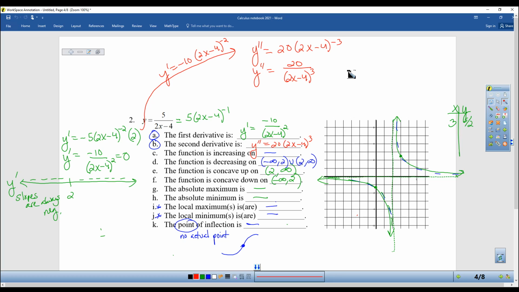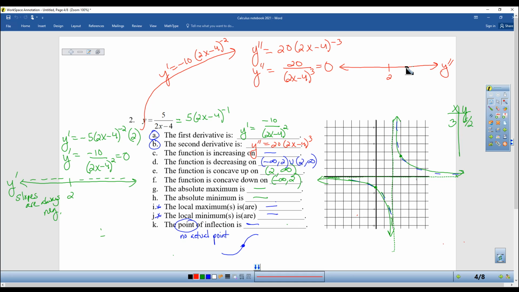So where can points of inflection occur? Points of inflection can occur where the second derivative is equal to 0, which it's not ever going to be equal to 0, because only the numerator can make something equal to 0. Or where the denominator would be equal to 0, which means it does not exist. So again, a 2, just like before, would make that denominator 0. So 2 is one of my critical points.